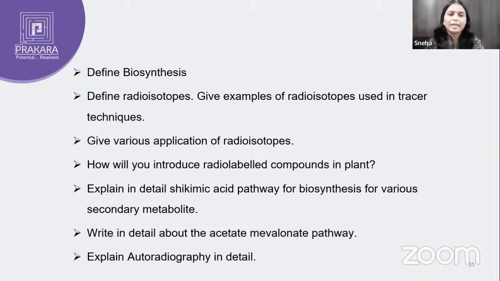Then next is: define radioisotopes and give some examples used in the tracer technique. As I told, radioisotopes are nothing but stable isotopes, or any atom or compound that we bombard with radiation, and we get the radioisotope, which can be used in the medicinal plant to study the tracer technique. Examples are carbon, hydrogen, oxygen, nitrogen; all that we can write.